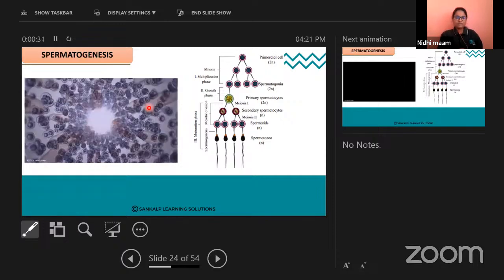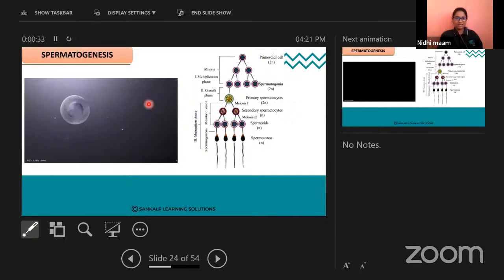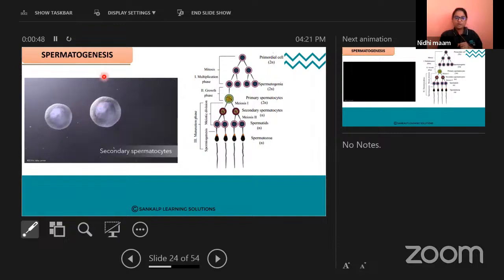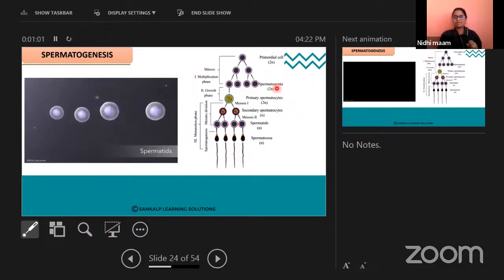So these spermatogonia or primordial cells will undergo mitotic division. Hear me, after undergoing mitotic division they become slightly bigger. These are primary spermatocytes. We call them primary spermatocytes. Primary spermatocytes again undergo division and will become secondary spermatocytes.